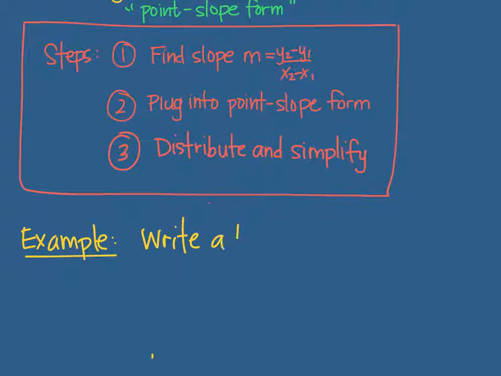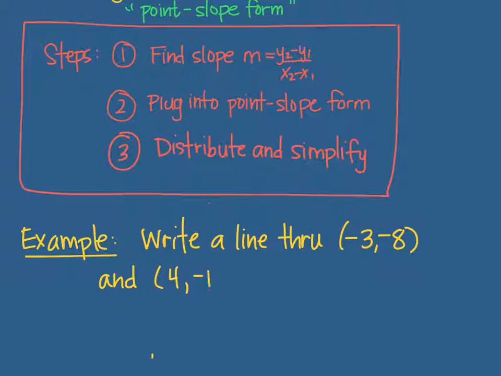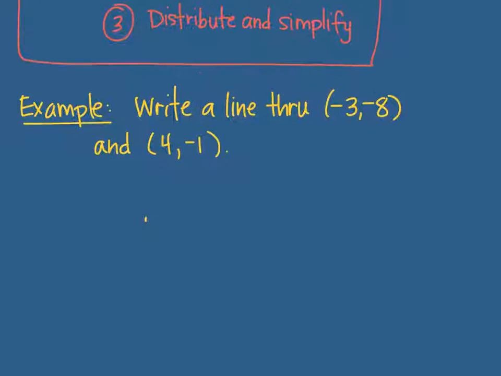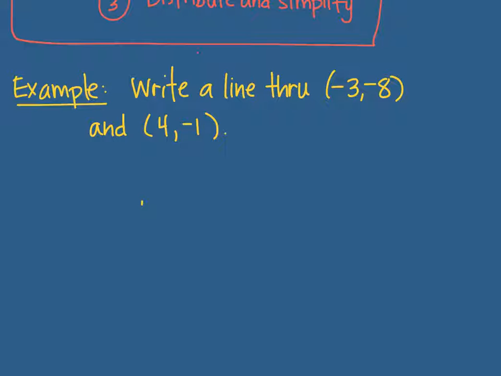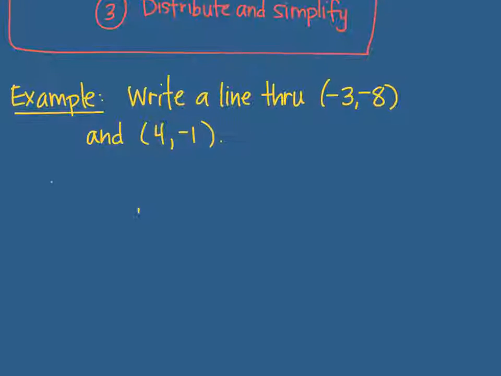All right, write a line through the following 2 points. Through -3, -8, and then connected to 4, -1. So through those 2 points, starting there, starting at -3, -8 in quadrant 3, ending up in quadrant 4, write the line that goes through those. And if you just follow those 3 steps, you should be fine. So the first step is I need to find the slope. So we'll just kind of think of that as step 1.